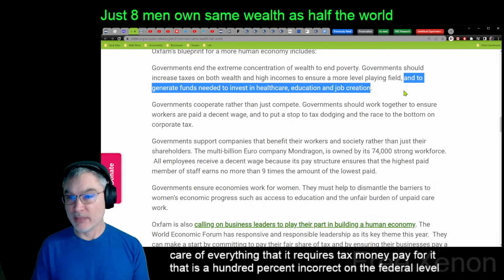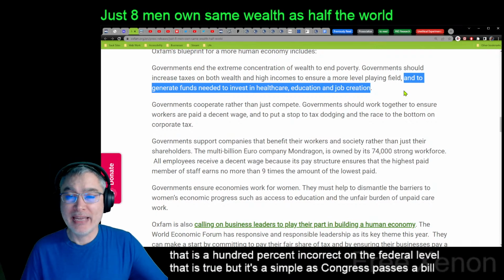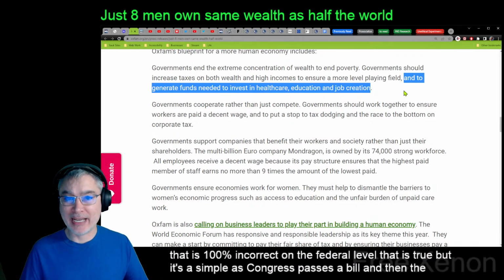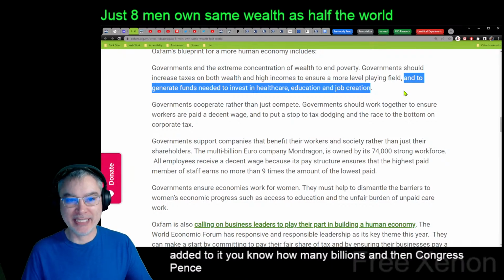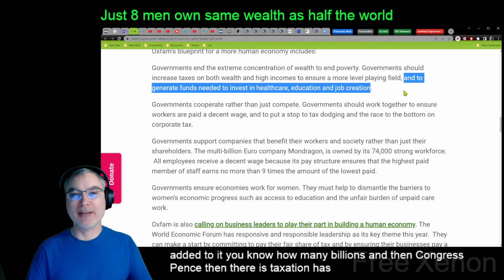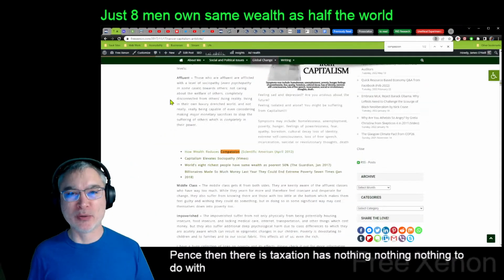On state and local governments, that is true. But on the federal government, it's as simple as Congress passes a bill, and then the congressional spending accounts have a bunch of zeros added to them, however many billions, and then Congress spends. Taxation has nothing, nothing, nothing to do with spending on the federal level.